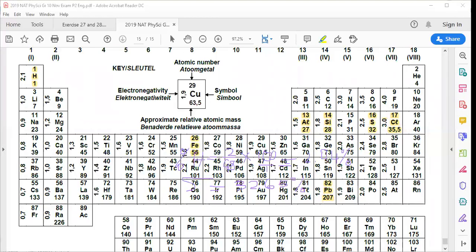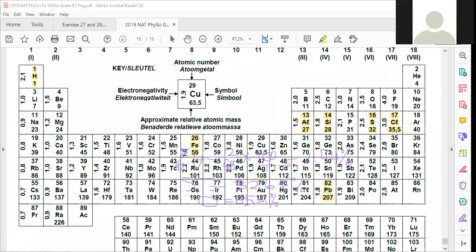Right, then the last one is your oxygen. Oxygen, what is it? 65.31%. Right, so those are the answers that you get if you did it correctly. Any questions on this one? I think it's straightforward, right?